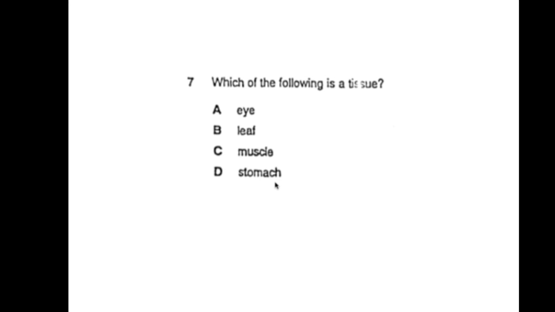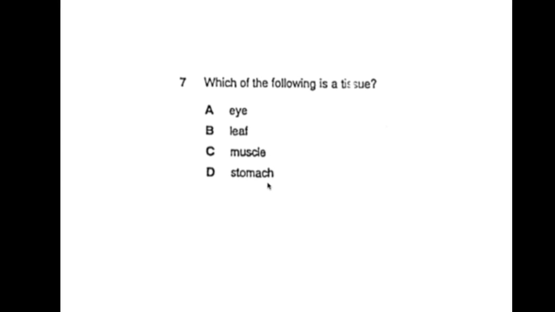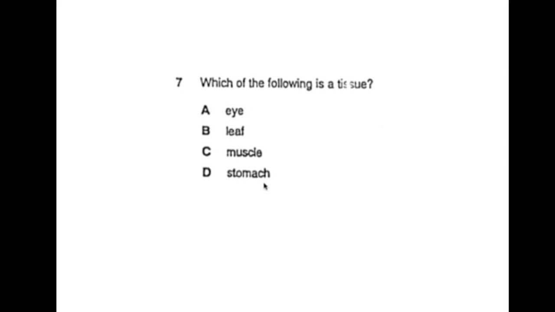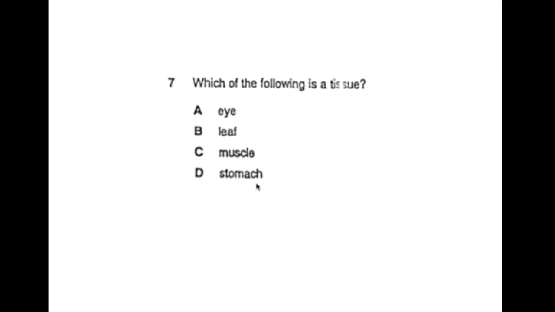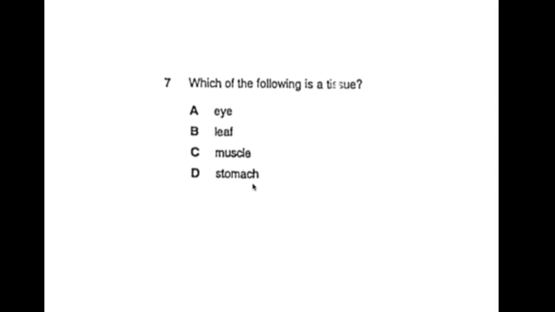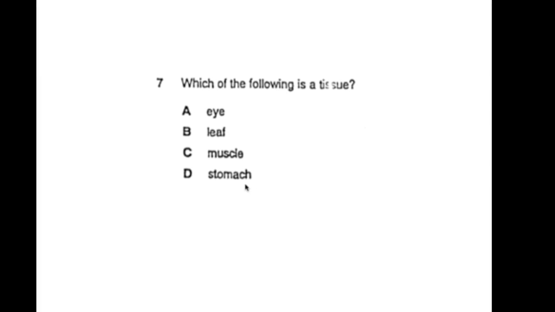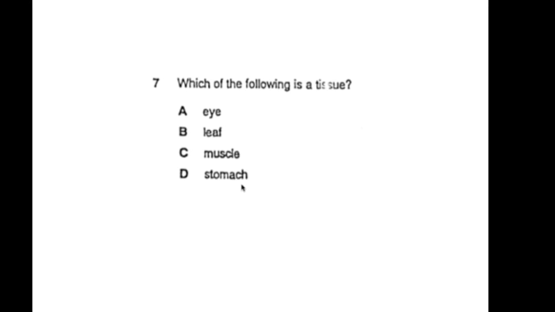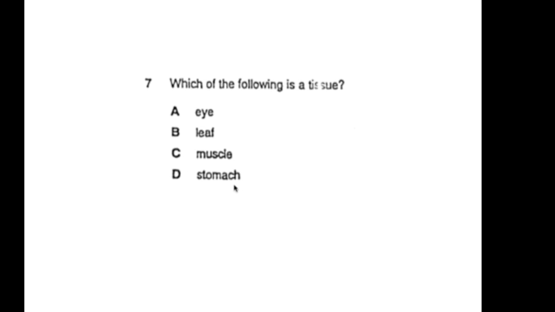Question number 7. Which of the following is a tissue? Let's look at A. Eye is an organ made out of tissue. B. Leaf is an organ, and so is D, stomach. So the answer is C, muscle, which is made out of a single type of cell.